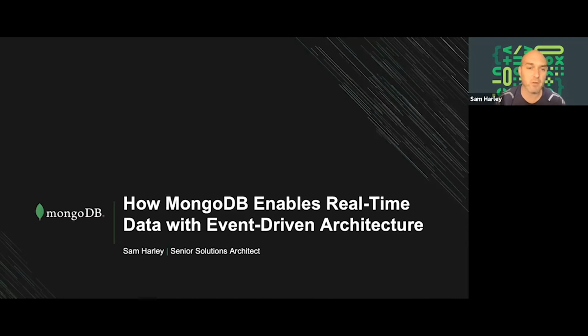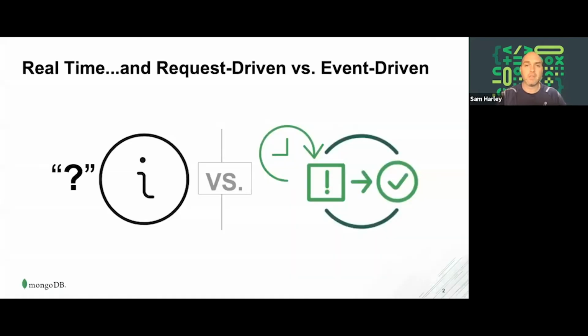And today I'm going to be talking about how MongoDB enables real-time data with event-driven architecture. To start, I wanted to really talk quickly about request-driven versus event-driven architecture. It goes without saying that the world moves in real time, and the demands on individuals, groups, and organizations are constantly evolving. Many enterprises and many customers that I speak to on a daily basis are still trying to meet their data needs in ways that don't match this new reality.